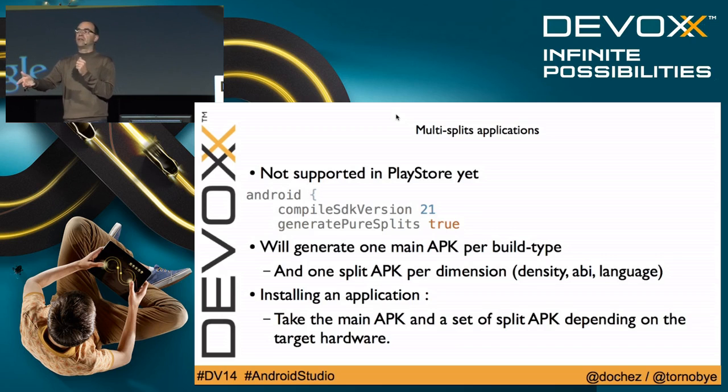Might be a XX HDPI in French for ARM type of configuration. So you got 3 different smaller APKs, the French resource, the XX HDPI resource, and the ARM resource. And all that gets, with the main APK, those 4 APKs get deployed for your application to run correctly on a particular device.